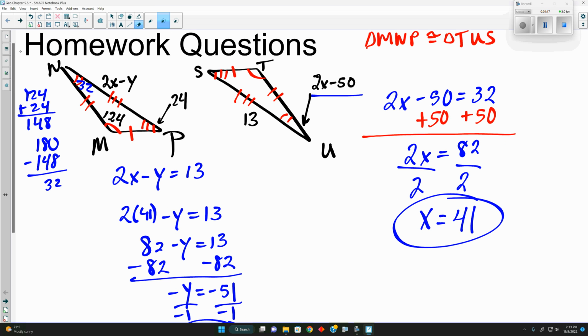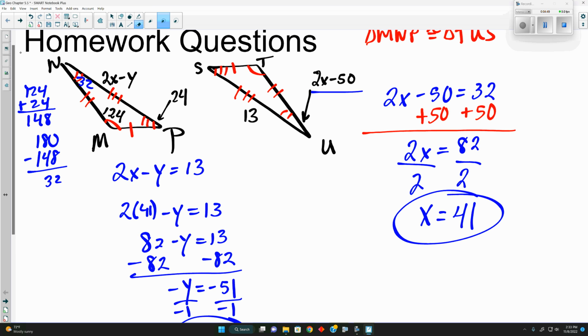2x minus 50. 32. This doesn't seem right. MNP, TUS, N and U. 24, 148, 2. Guys, this is a little off because this should be 124. It's 142.